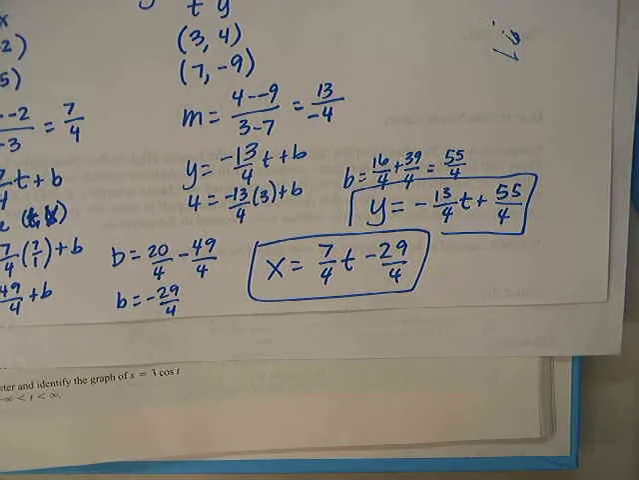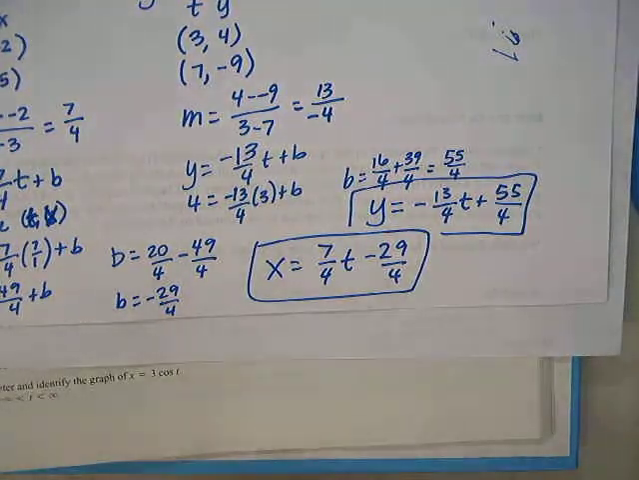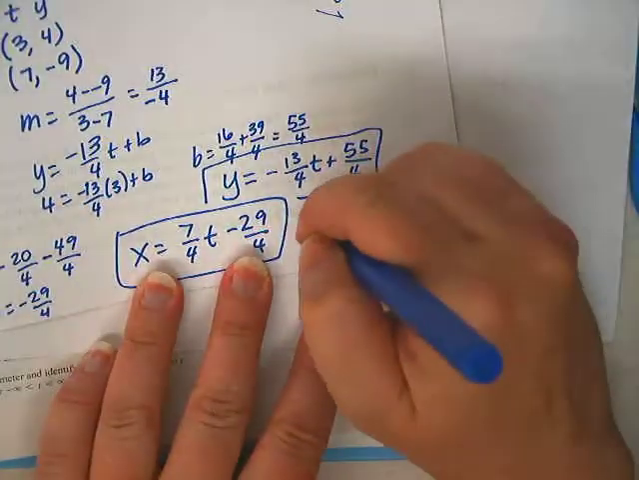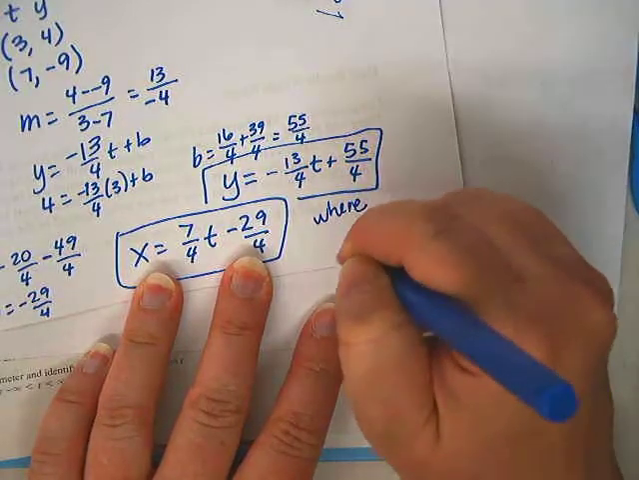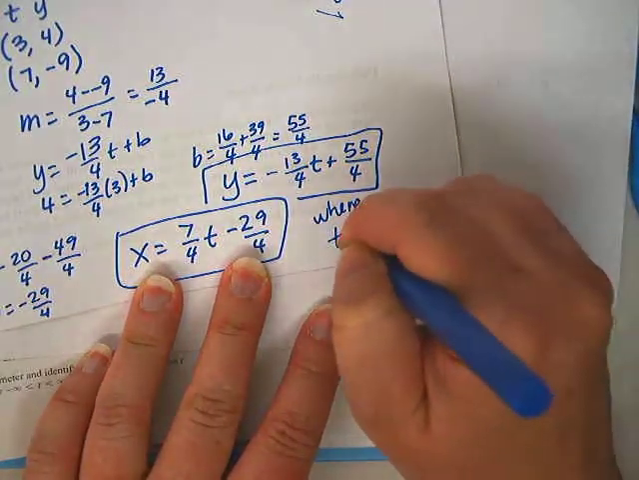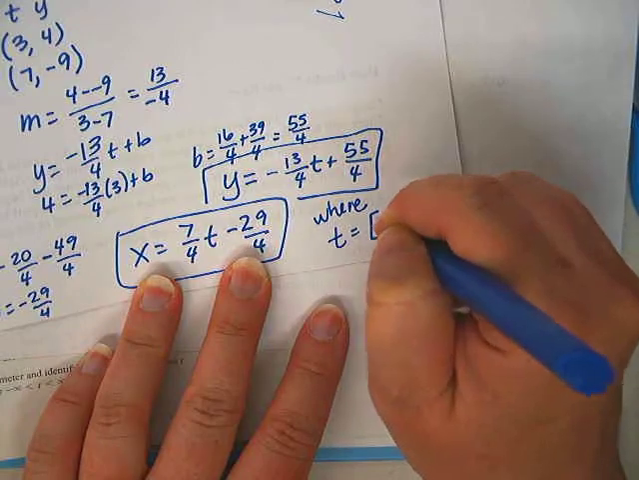Did anyone check that answer in the back? No, because it's even. So I just want to check our answers really fast. Question 24. According to the solution manual, x equals 7t over 4 minus 29/4, and y equals negative 13 over 4t plus 55/4. Did we get them? Yes.